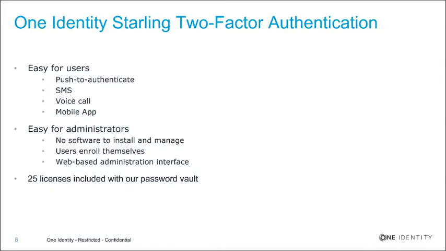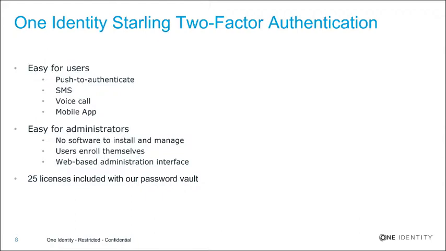So what we're doing here is we're introducing One Identity Starling two-factor authentication. Now, this is part of One Identity's cloud offerings. It's really easy for users. There's a number of different technologies that are built into the product. We have push to authenticate, SMS, voice call. We even supply a soft token via mobile app, if you will. And we'll show you some of those scenarios in the demo.